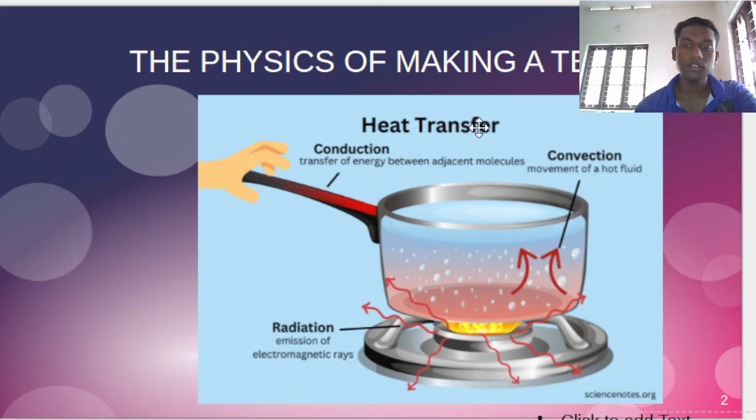For the heat transfer to occur, there should be another term called temperature. We will be seeing the difference between heat and temperature in our later sessions. So the three major processes involved are conduction, convection and radiation. So these are three different modes of heat transfer.